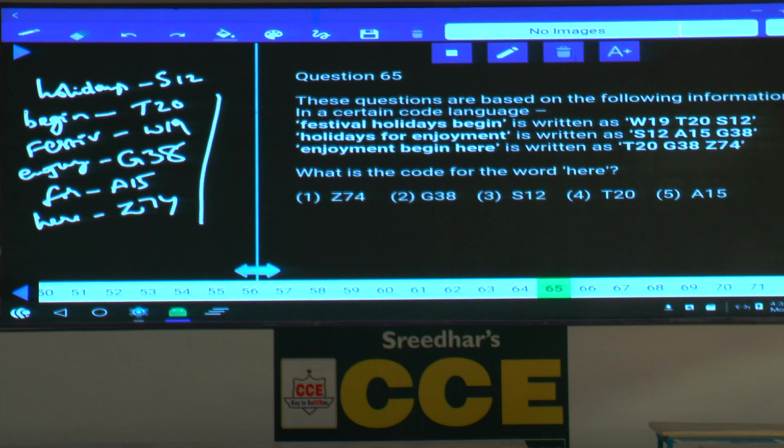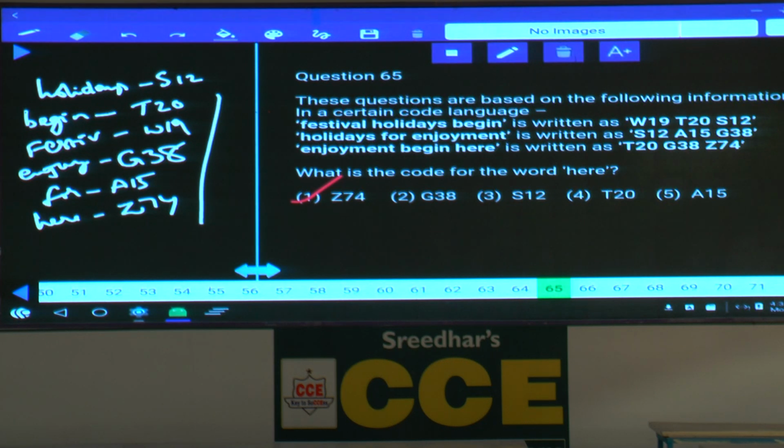Then 65, what is the code for the word here? The code to the word here is Z74, choice 1, 65, choice 1. Now, these are the words and their corresponding codes. Now, paper number 45, question number 31 to 65. Then, what is the next one here?